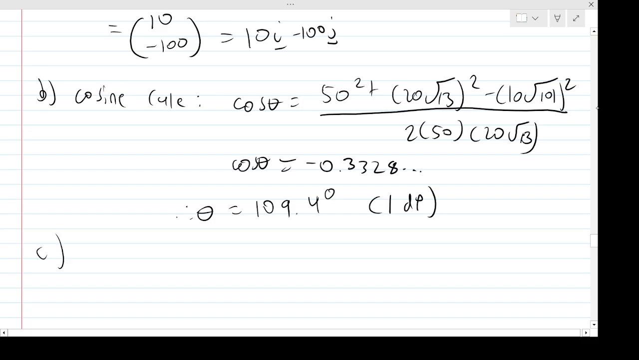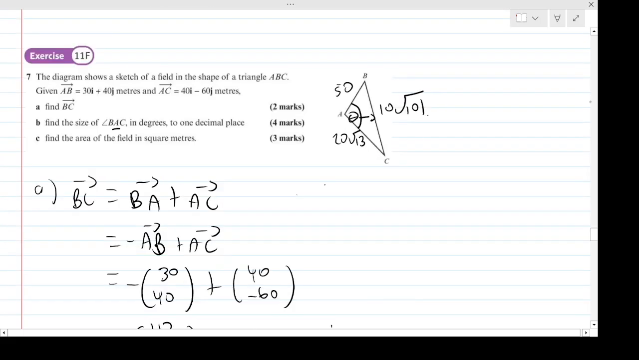Okay, then part C then says find the area of the field in square meters. So the area of this triangle. Well, we know what theta is now. This 109.4. So we can use half AB sine C with the angle here.